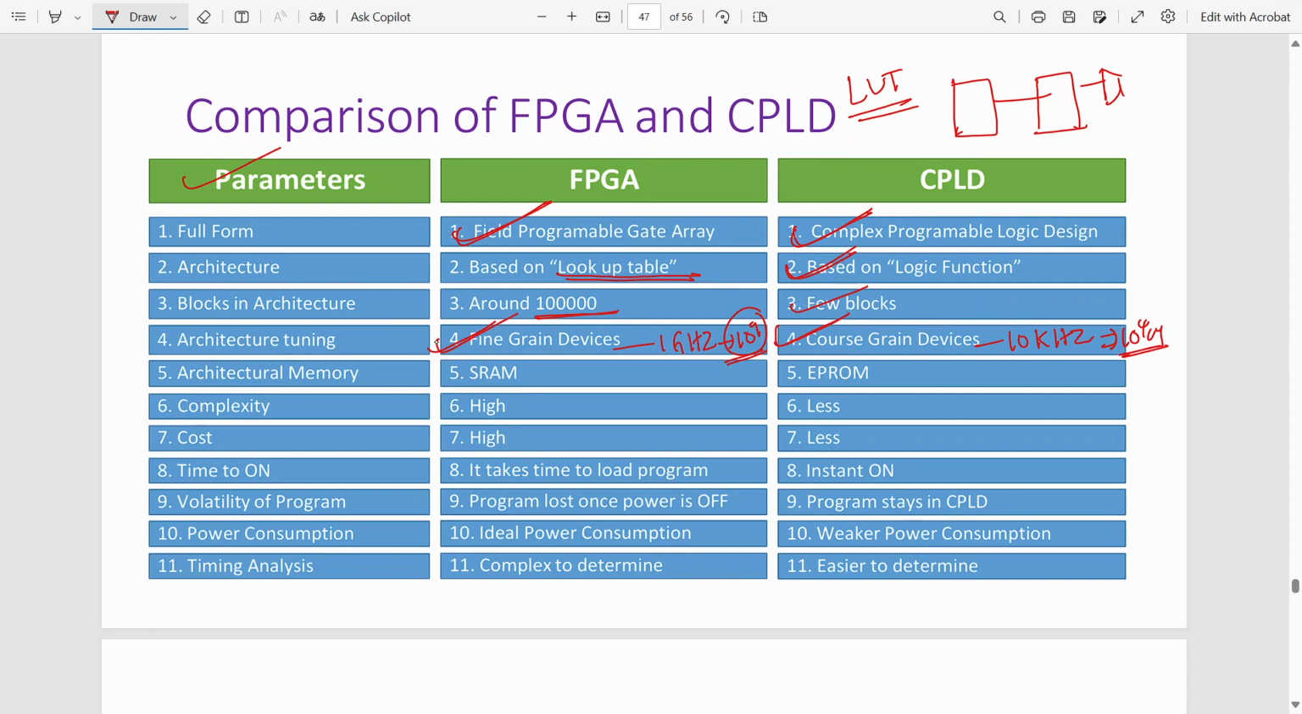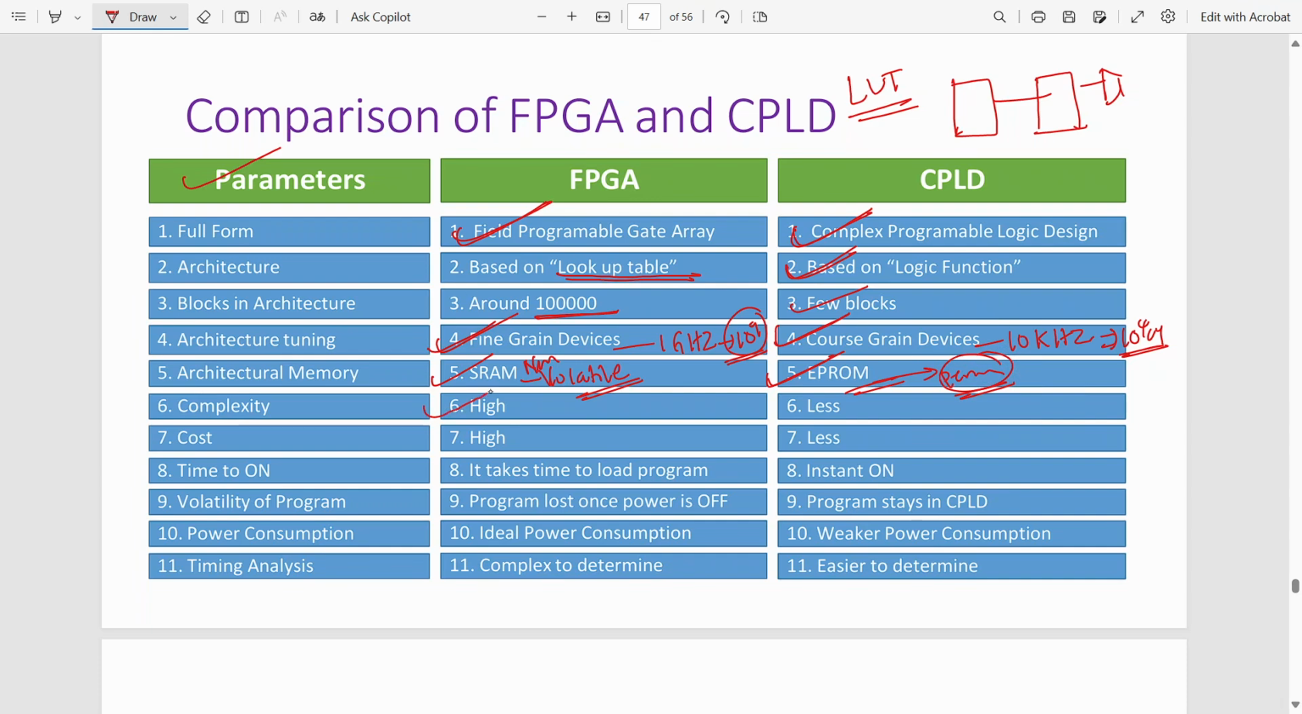And as I told you, FPGA will use SRAM. SRAM is volatile. Volatile means once power is gone, whatever the program is will be erased, and you need to program the FPGA again. Whereas in a CPLD, this is EEPROM. EEPROM means it is permanently stored. This is non-volatile, and this is volatile.